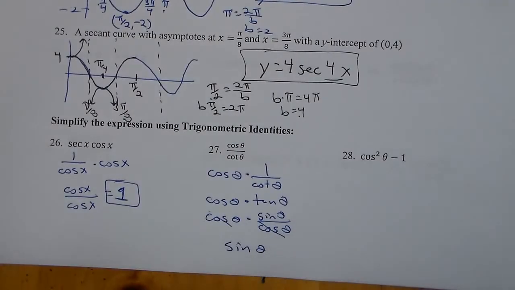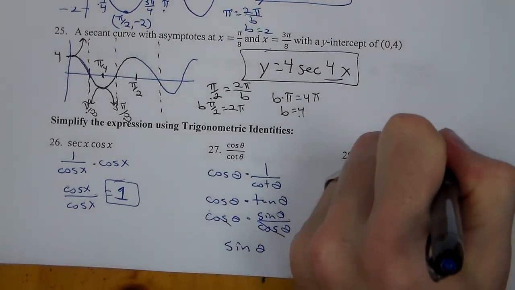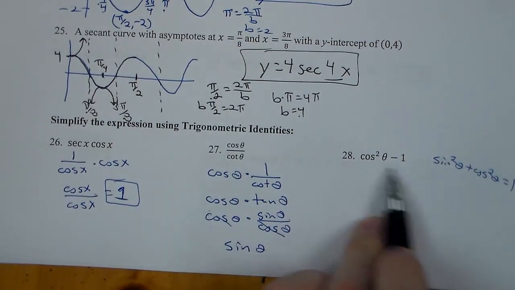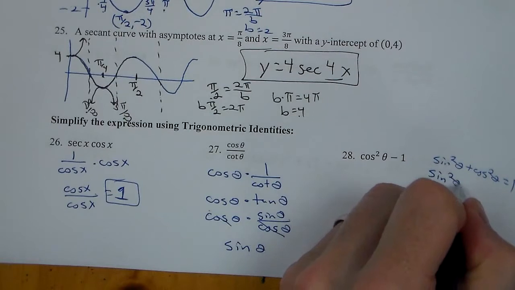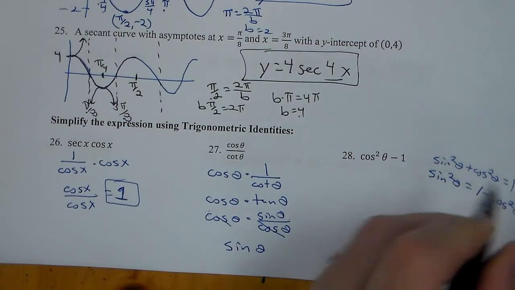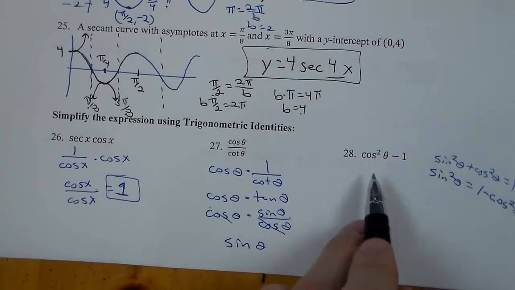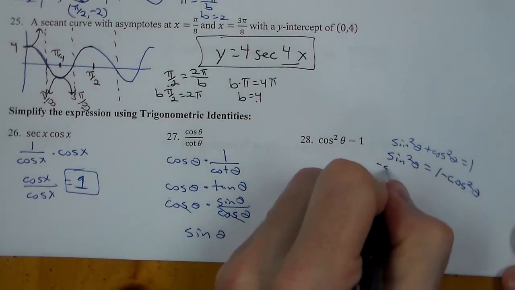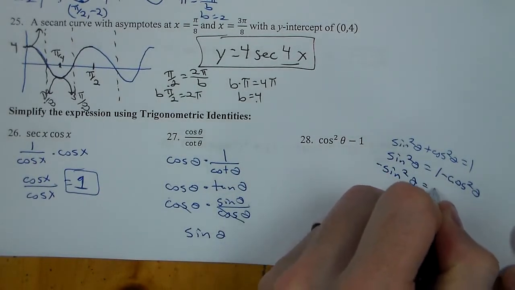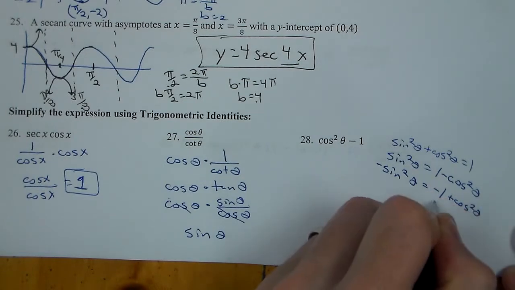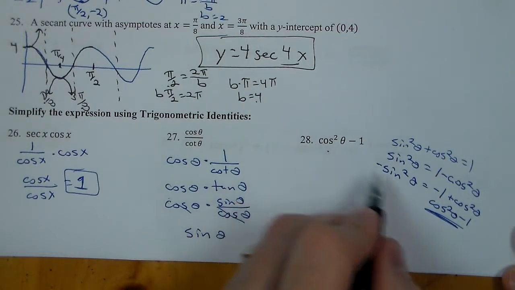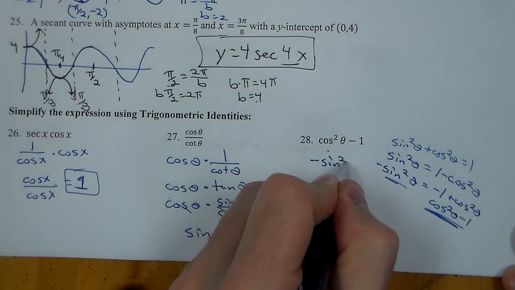So now, cosine squared theta minus 1 looks a lot like a Pythagorean identity. We have sine squared theta plus cosine squared theta equals 1. So if I get the cosine and the 1 on the same side, it looks like 1 minus cosine squared theta equals sine squared theta. But that's not entirely what I want. I need these to switch signs. So if I wanted to switch signs, I could just multiply everything by negative 1. And this would become negative 1 plus cosine squared theta, or cosine squared theta minus 1. So I'm going to replace cosine squared theta minus 1 with a negative sine squared theta.